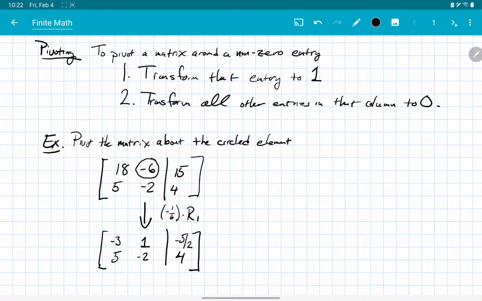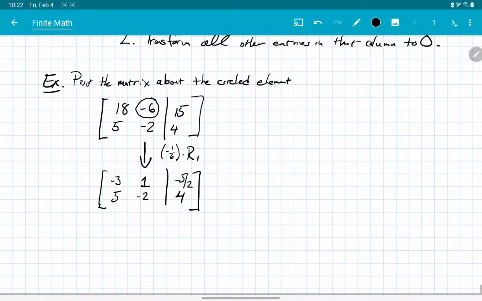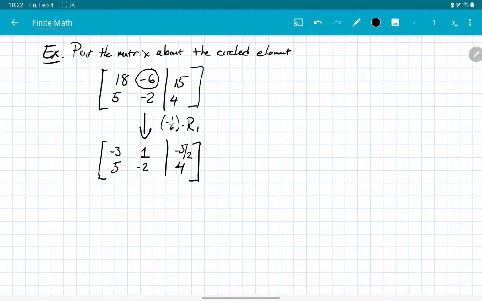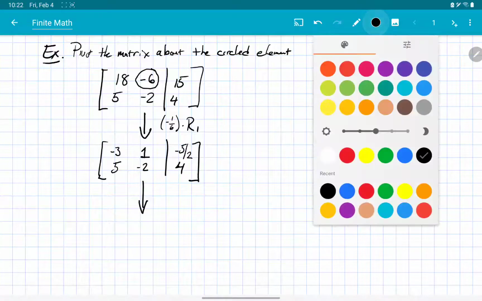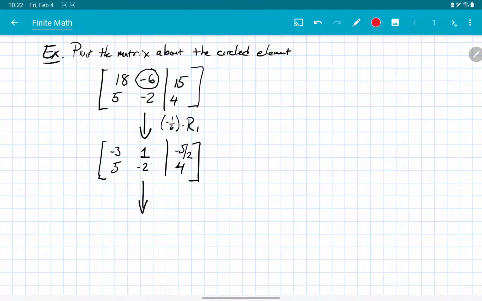We transformed the entry that we're pivoting around to a 1. Now we want to transform all other entries in that column to 0. Okay, so what's the step we take now to transform the other entry in that column, this -2, to 0? Can someone tell me what step we're going to do that? Sophia. Multiply row 1 by 2 and then add. Okay, so we're going to add to row 2 the product of row 1 and 2. That's what you said, right? Okay, great. So I'm going to write 2 times row 1 over here so I don't make any dumb mistakes.